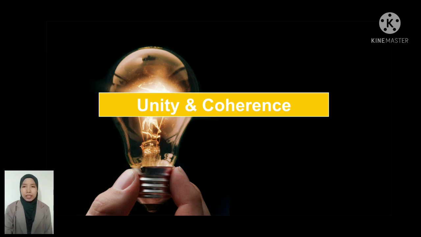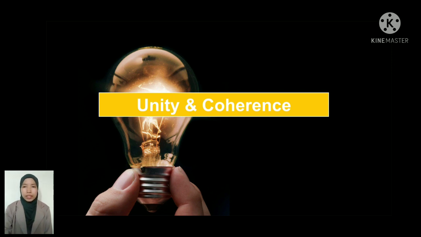A paragraph is made up of a group of sentences that are a unit. This is what we call unity. And what is coherence? Coherence means every sentence connects to one main idea and flows together as one unit.